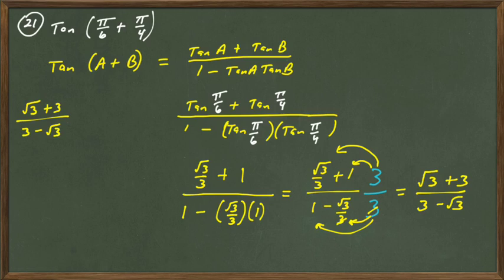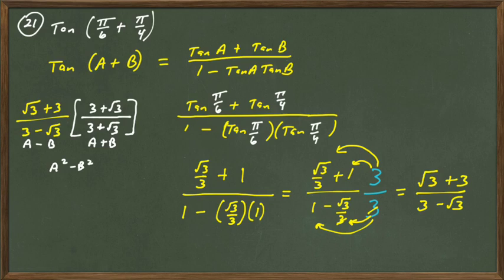To my knowledge, you're not allowed to leave radicals in the denominator. So I need to get rid of that square root in the denominator. I'm going to do that by multiplying by the conjugate of the bottom. The conjugate of A minus B is A plus B. When you multiply those, you get A squared minus B squared. So the conjugate, instead of 3 minus the radical, is going to be 3 plus the radical. 3 plus the radical.